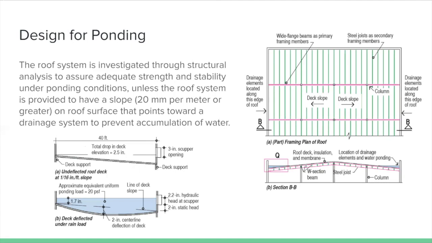For design for ponding, the roof system is investigated through structural analysis to assure adequate strength and stability under ponding conditions, unless the roof system is provided with a slope on the roof surface that points toward a drainage system to prevent accumulation of water. So we can see here in this picture that there are drainage elements located along this edge of the roof, and we have a slope here, it's a roof, and that would prevent the accumulation of water. This design requirement is to prevent ponding deflection like what is shown in this figure. That's why it's important to consider design for ponding.